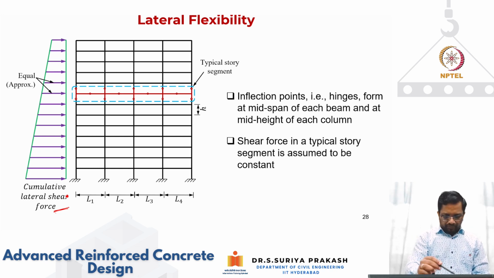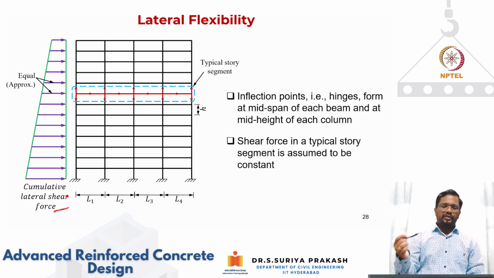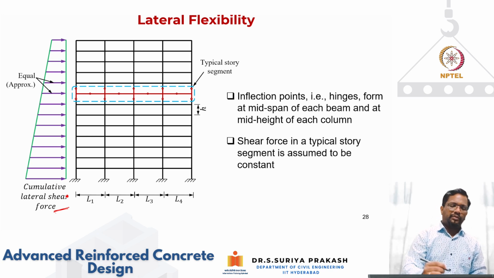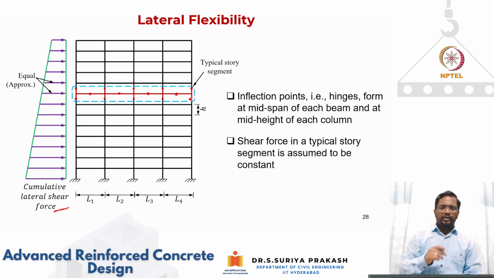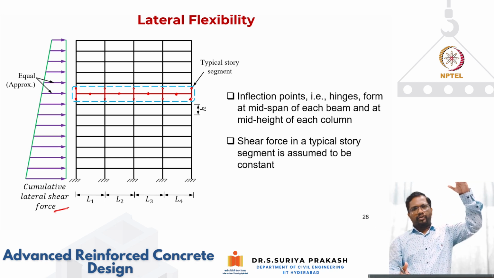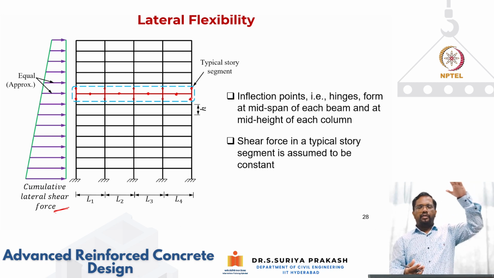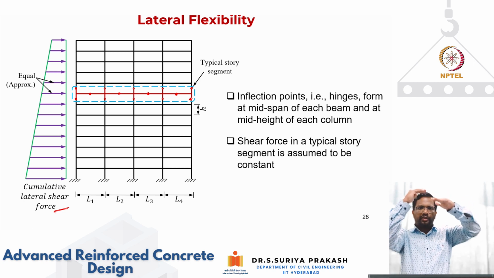And when you look at a lateral load for a moment resisting frame, we can assume these inflection points to occur at the mid location of the beams like this, right? And also at the mid height of the columns. Okay, so this is the thing. So if I take this typical story segment, say I'm doing a 20 or 25 or 30 story building, and I'm looking at between the 15th story and 16th story.